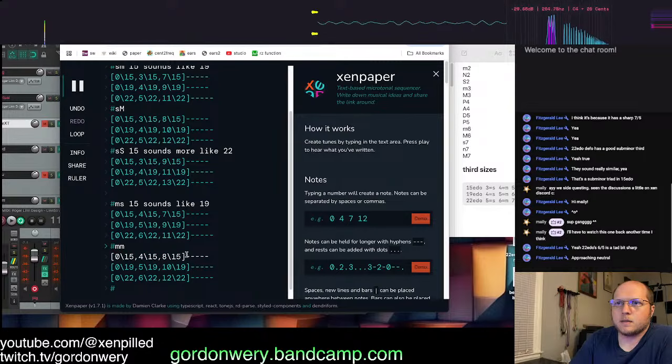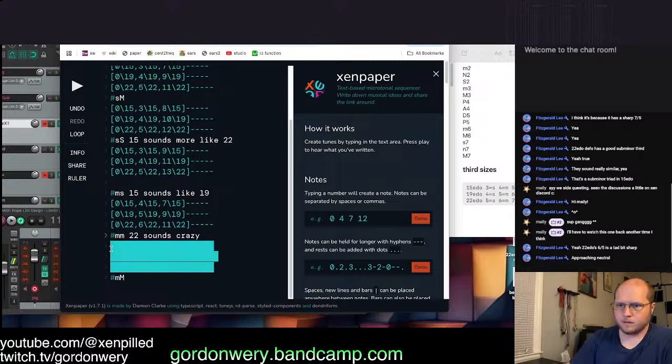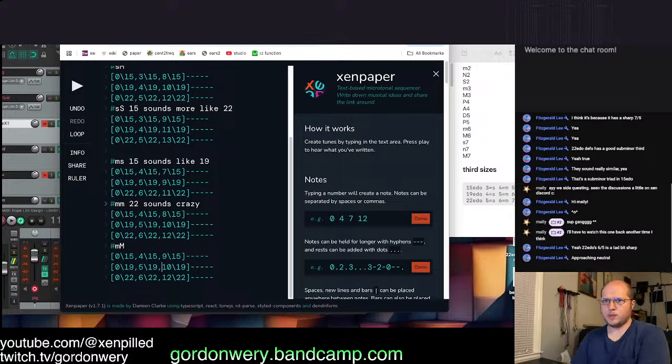So I guess 15 and 19 are more similar, but they don't really sound the same. So I'll just say they're all distinct. But 22 sounds crazy, so just put that. And then minor, major. I think we just add 1 to each of these. Should be good. Plus 5, 5 plus 6, and then 6 plus 7. Okay.